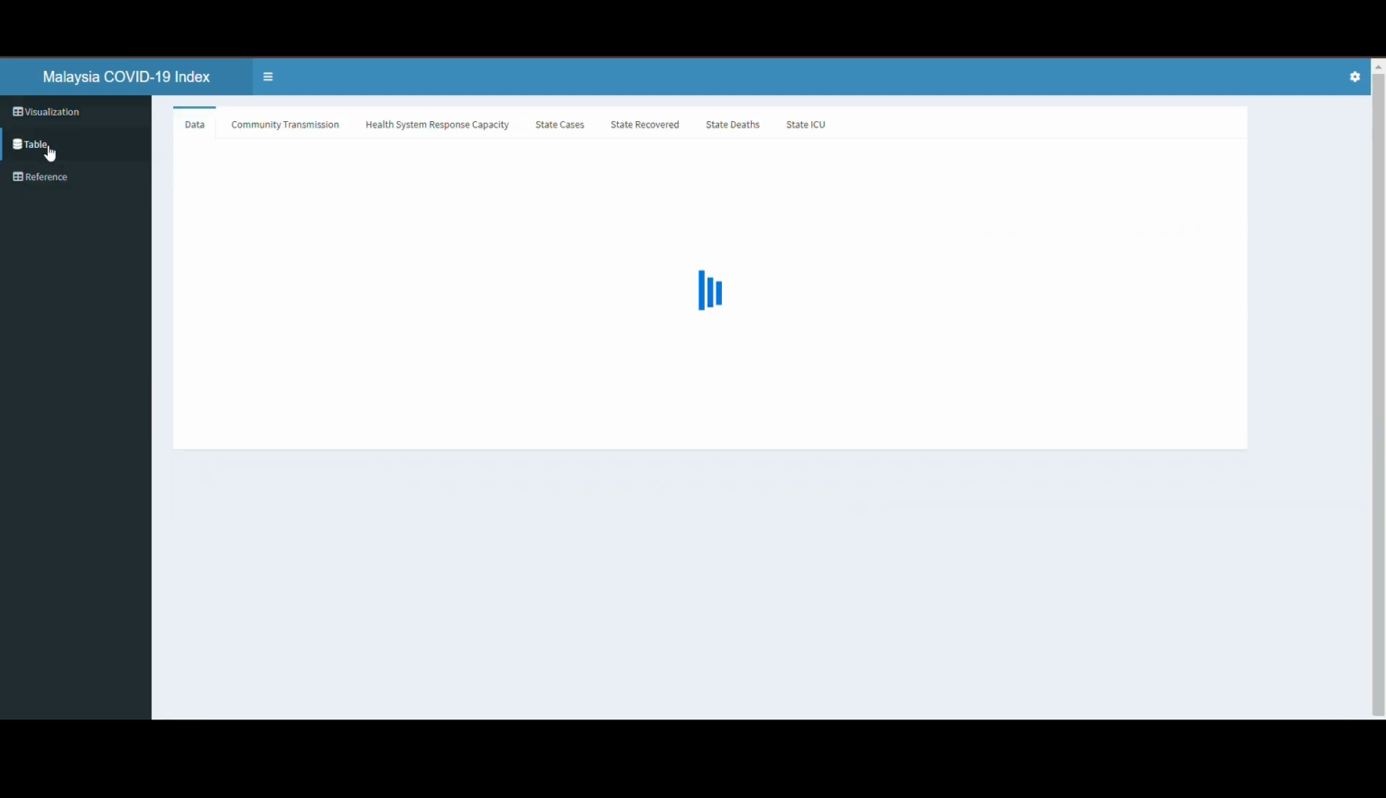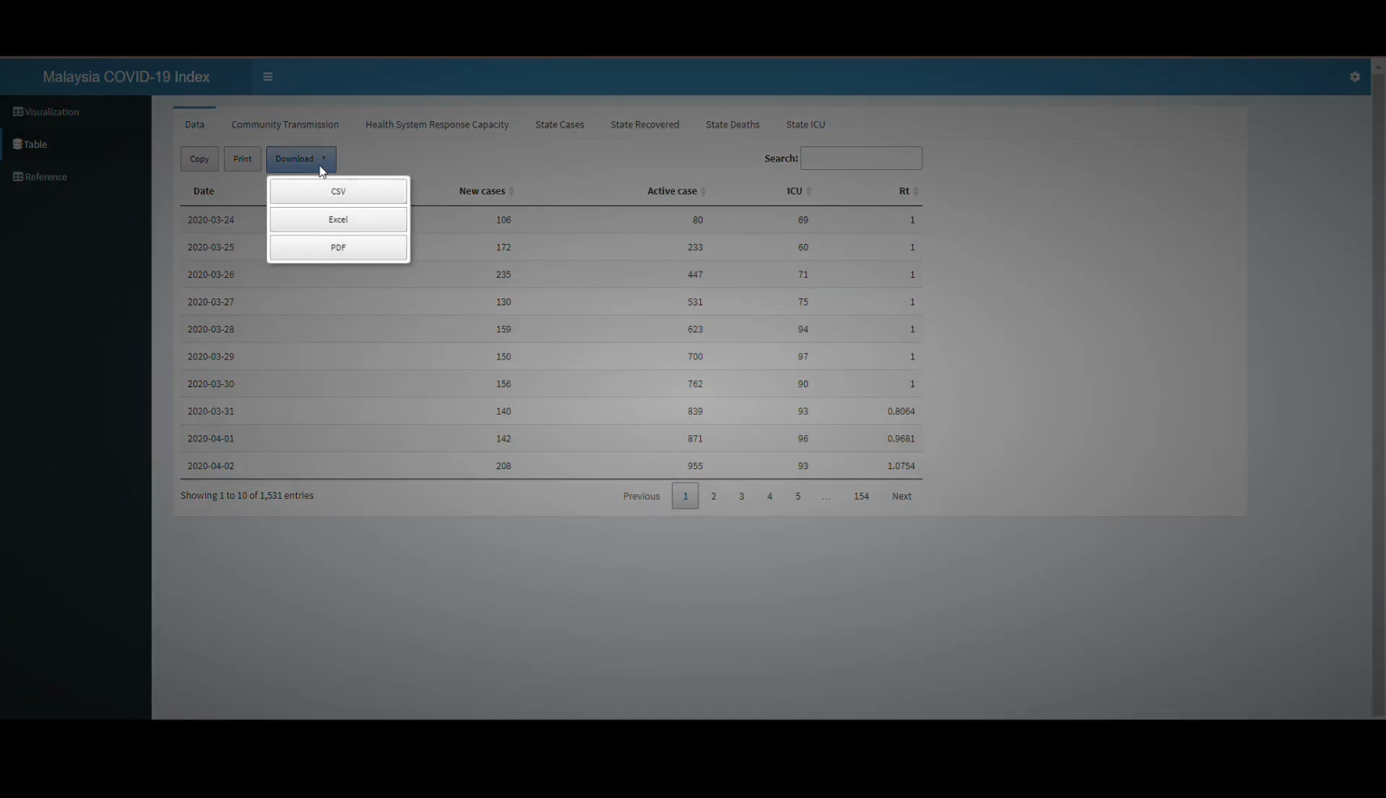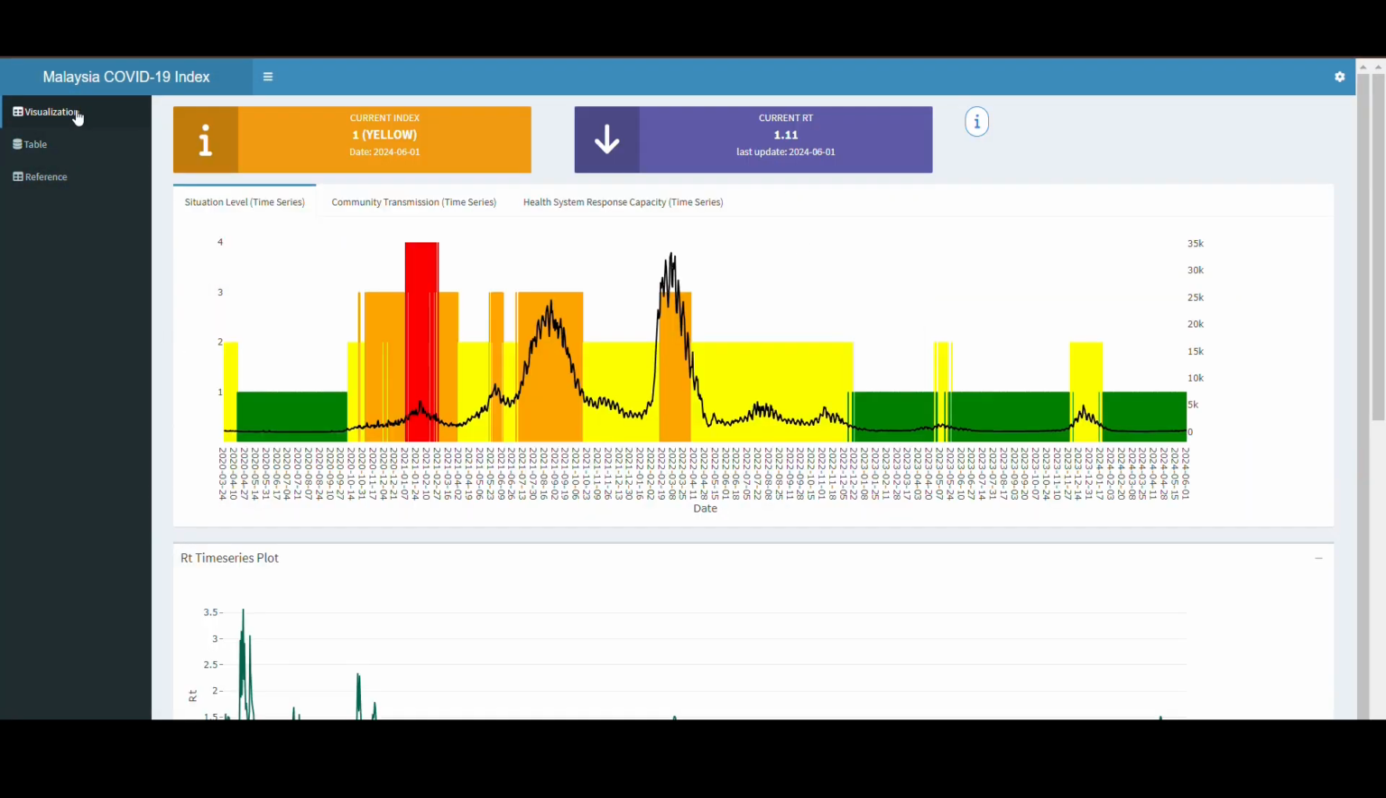Now, users also have the option to visualize the data in a tabular format, which can be downloaded in multiple types of format. So this is the situational level metrics web application system that we have developed.